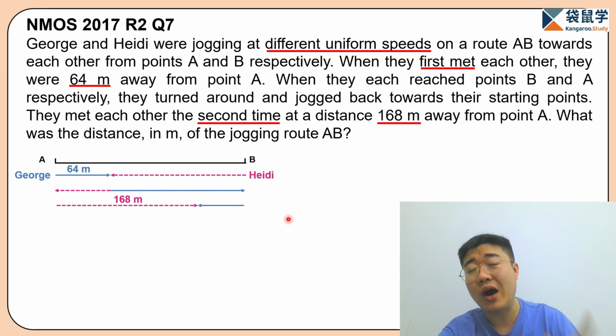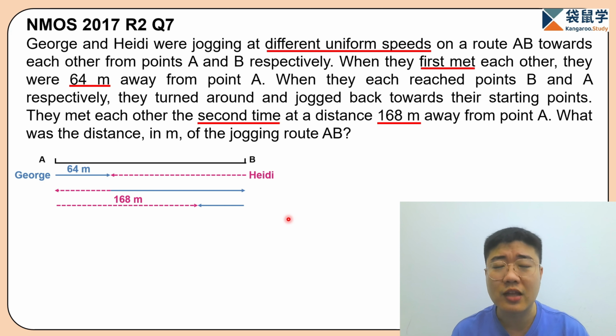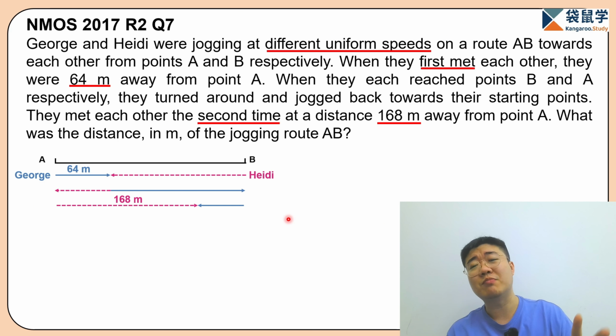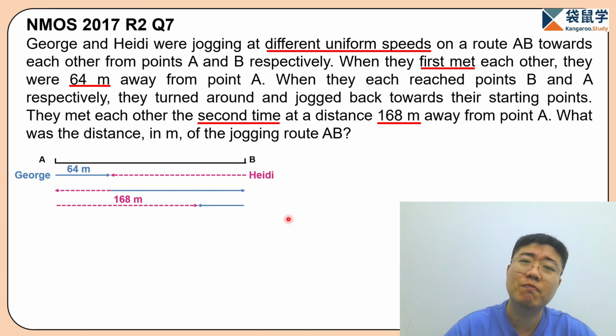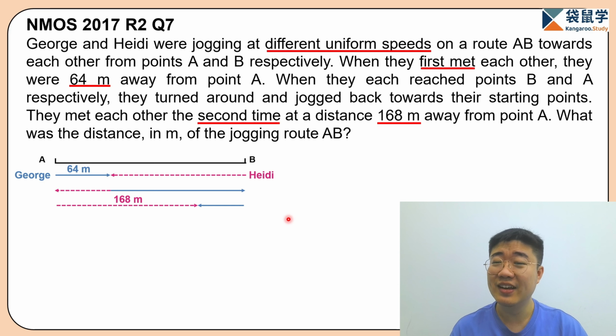Also, we do not know how long it takes for them to meet the first time or how long it takes to meet the second time. Right? We only know they start at the same time, they finish at the same time. So now we are only left with one thing, the distance. So let's try to understand what is the distance traveled and what is the relationship between them.